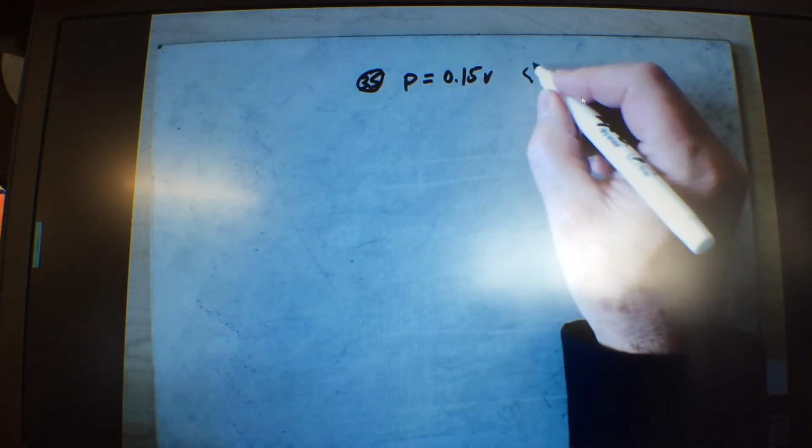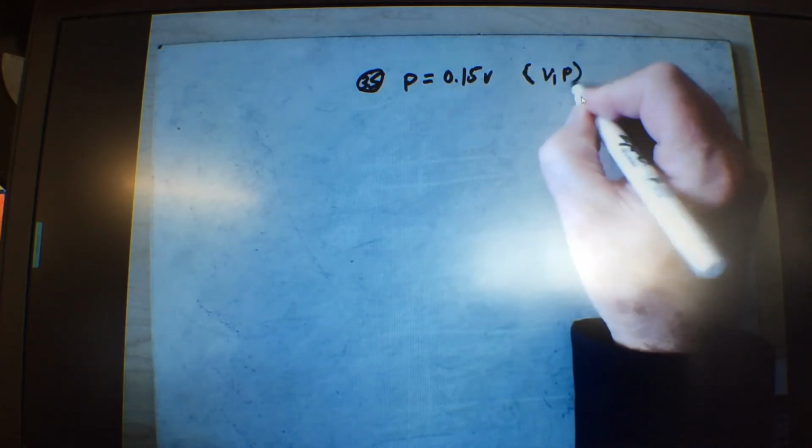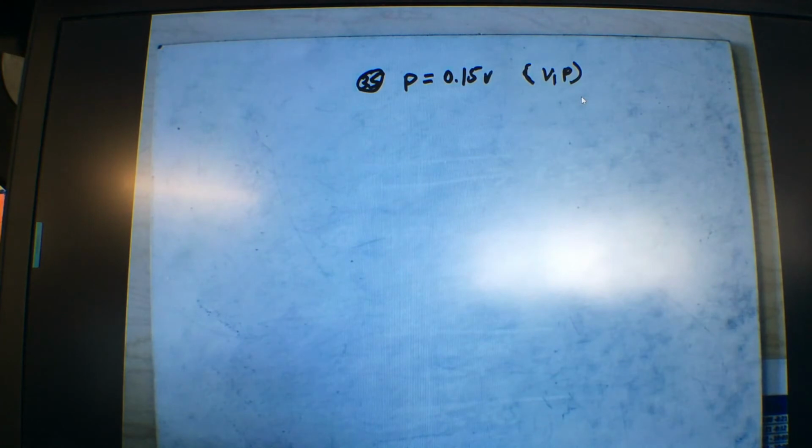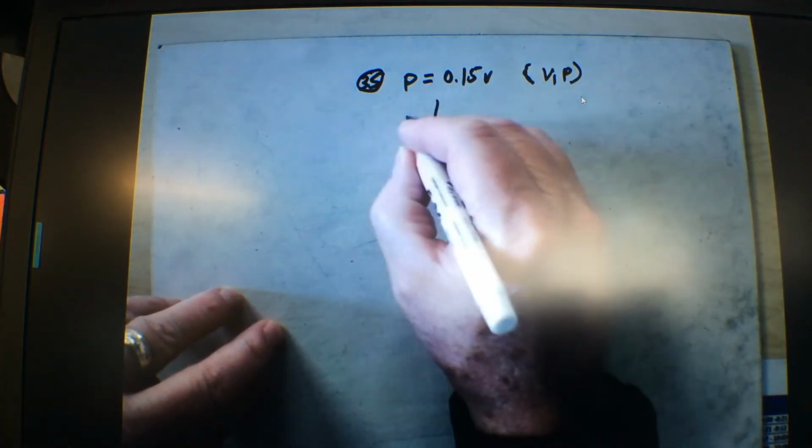So this ordered pair should be VP. V comes first and then P, and I know they don't come first in the alphabet, but that's the way it works on this one. We've had a lot of mistakes for that. It says make a table of values for the points VP. All right, let's make a table of values.